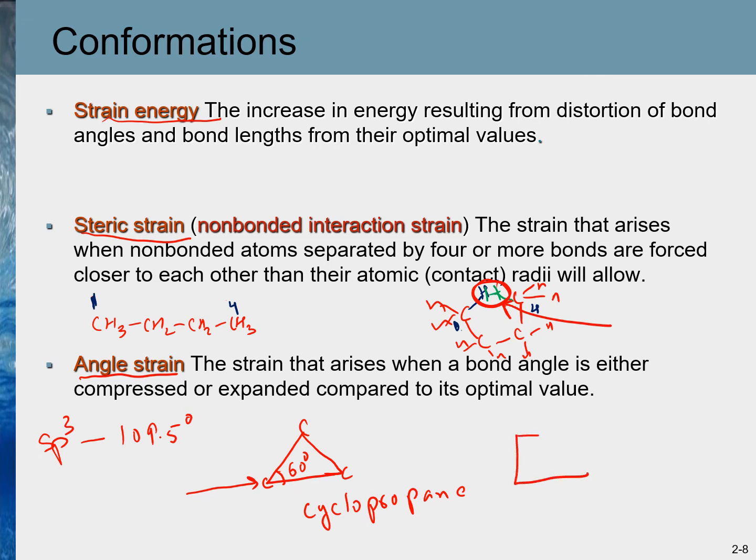Similarly, in case of cyclobutane, the angle is 90 degrees. It's still better than cyclopropane, but still a lot of angle strain. And in many cases, the angle may have a value higher than 109.5 degrees. So in that case also, we will observe angle strain. So all these angle strains will increase the energy of the system and they will contribute to the strain energy. So strain energy is the combined sum of all the energy because of steric strain, angle strain, or torsional strain.